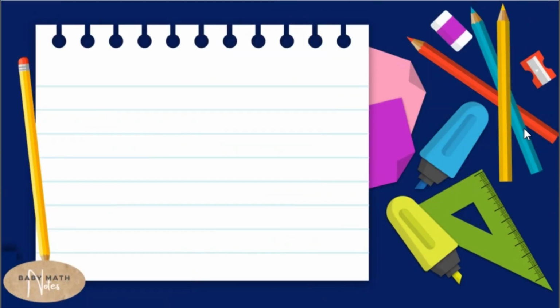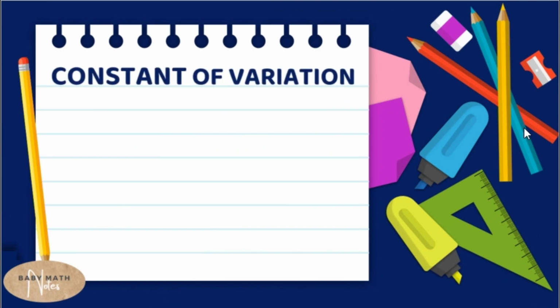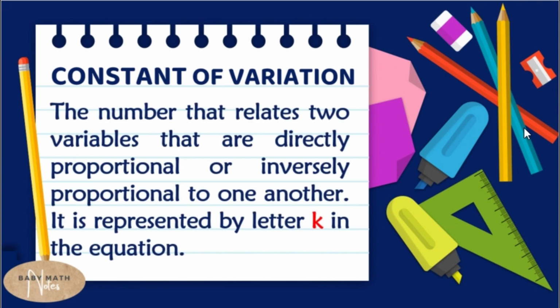Then, as we go along in the discussion, we are going to encounter constant of variation. Ano po ba ang constant of variation? So, this is the number that relates two variables that are directly proportional or inversely proportional to one another. It is represented by letter k in the equation. So, mamaya, malalaman natin kung saan ba ginagamit ang constant of variation.